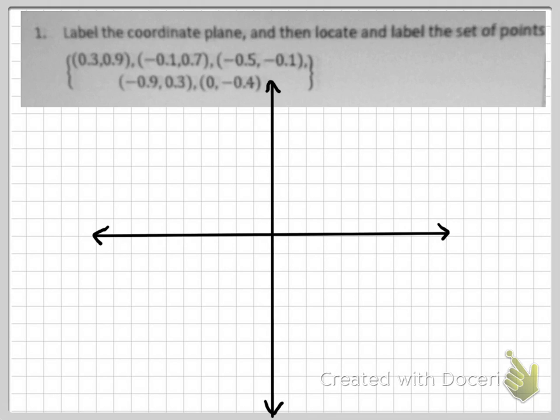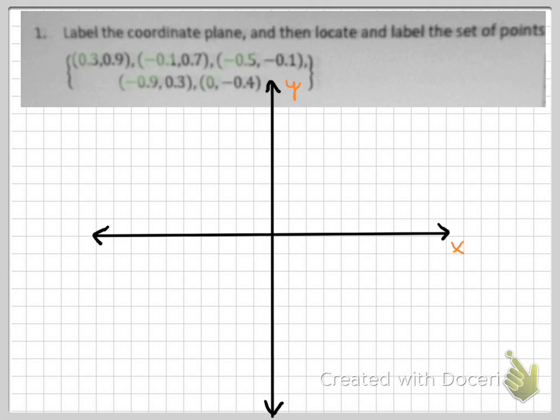So labeling the coordinate plane starts with labeling the axis. So I'm going to say that the x-axis is there. This is the y-axis. I next have to get an interval for our x and y axis. So I'm going to take a look at all of the x values first. So I've got 0.3, a negative 0.1, a negative 0.5, I have a negative 0.9, and a 0. So the greatest absolute value of those x values is 0.9.